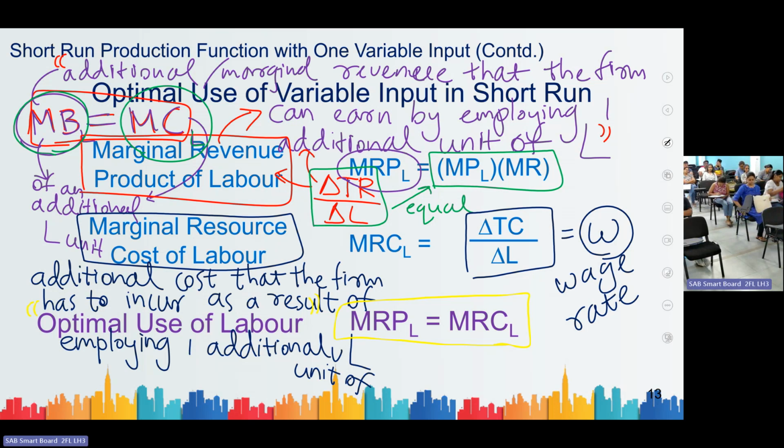In the formula, marginal revenue product of labor is MPL into MR. What is MRCL? That is the wage rate. So at the optimum level of labor, MPL into MR should be equal to the wage rate, W. This is the condition. This is the formula.